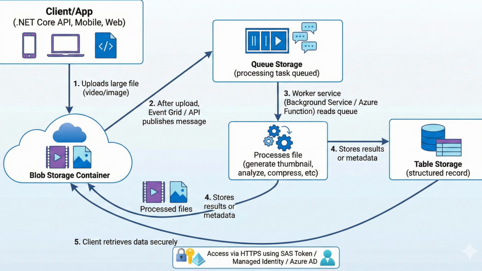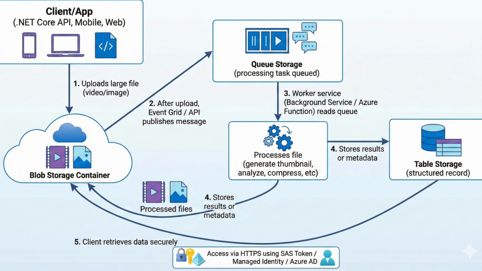The system begins with the client or application layer, which can be a .NET Core API, mobile app, or web application. The client uploads large unstructured files, such as videos, images, or documents, directly to an Azure Blob Storage container. Blob Storage is optimized for massive files and supports fast upload and download without requiring structured schema. This removes the need for managing local servers or physical disks, making the system cost-efficient and globally accessible.